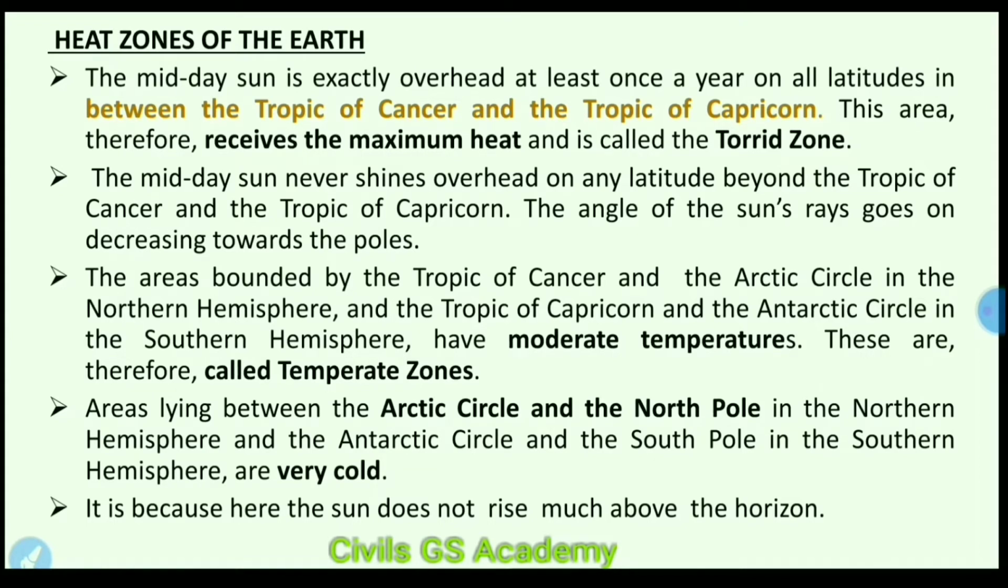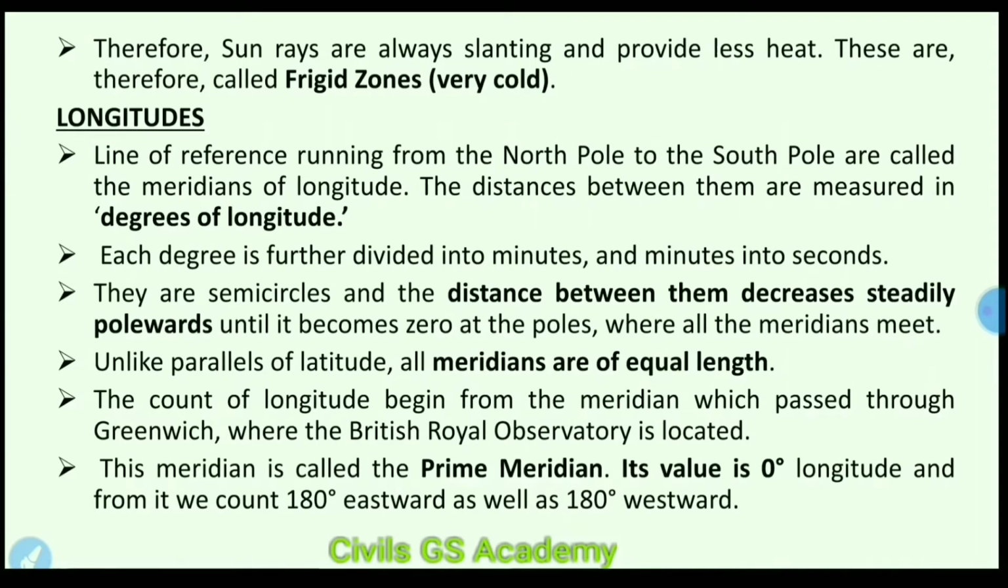Now area lying between the Arctic Circle and North Pole in the northern hemisphere and Antarctic Circle and South Pole in the southern hemisphere are very cold. Why is it so? It is because here the sun does not rise much above the horizon. So note this point. These areas are very cold because here sun does not rise much above the horizon. Therefore sun rays are always slanting and provide less heat. These are therefore called frigid zone or very cold zone.